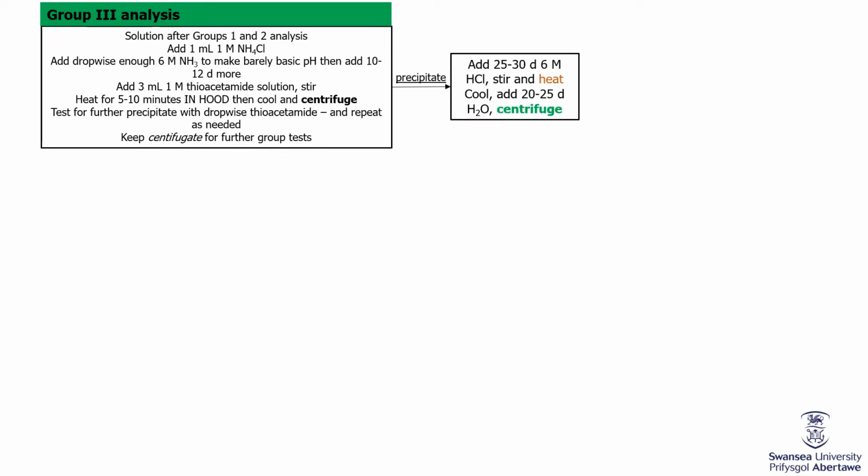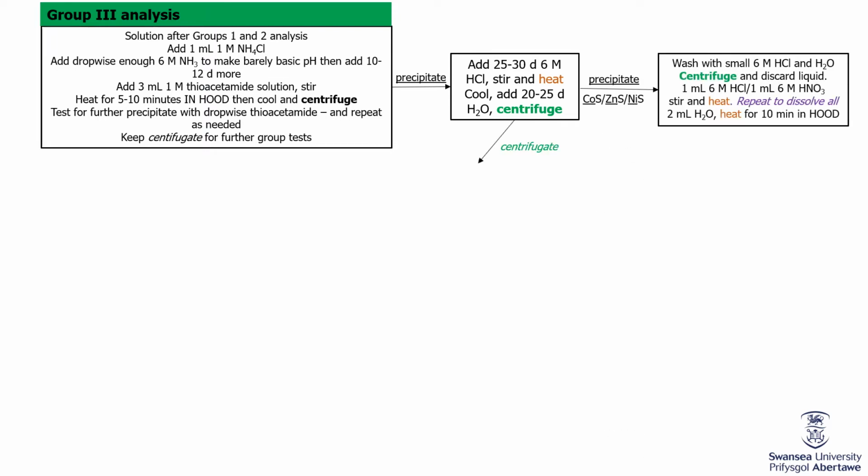A detailed method for group 3 analysis is shown here, where you treat the remainder of your solution after the group 1 and 2 analysis by adding 1 milliliter of 1 molar NH4Cl, and you precipitate that out and add 24 to 30 drops more of HCl, stir, heat it, and then cool it, and then add 20 to 25 drops of water. You centrifuge it, and then you can precipitate it out and get insoluble sulfides, and then wash with a small amount of hydrochloric acid and water.